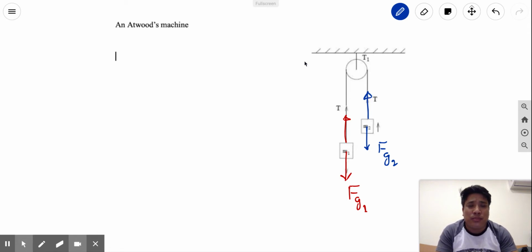To show the free body diagram for this one, I'm going to make two dots, one for mass m1 and one for mass m2. Let me start with mass m1. This is the mass m1. The force of gravity is acting downward, so F_G, I'll put 1 because this is for mass 1, is equal to m1 g.